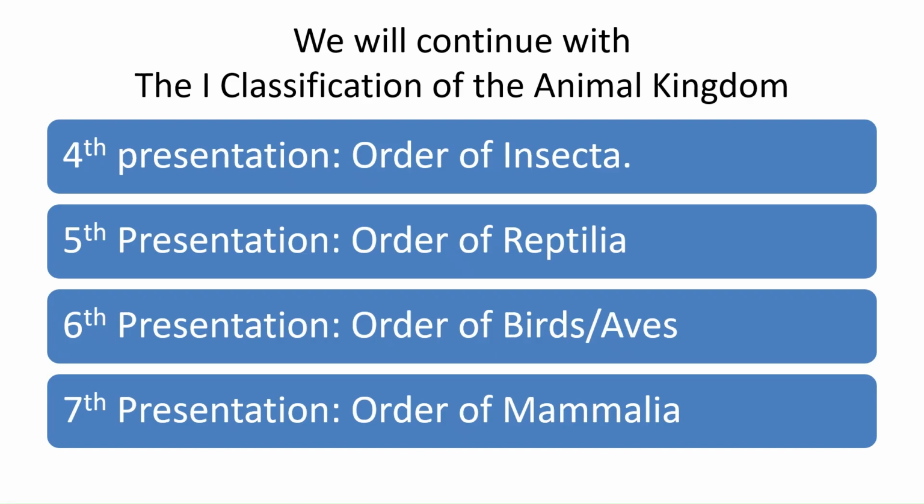The fourth presentation is to do with order of insects. The fifth is to do with order of reptilia. The sixth presentation is order of birds or aves. And the seventh presentation is order of mammalia.